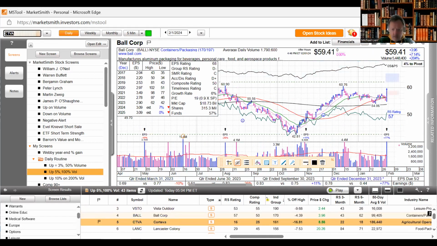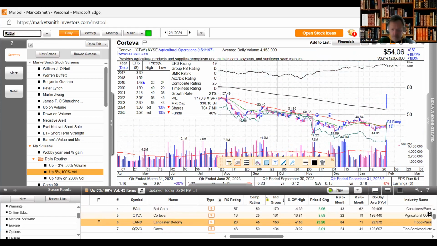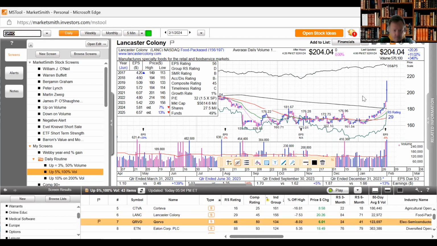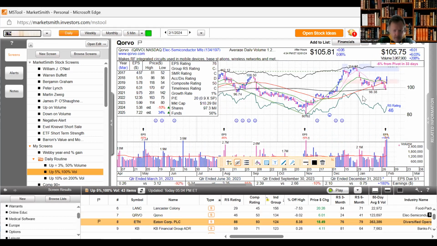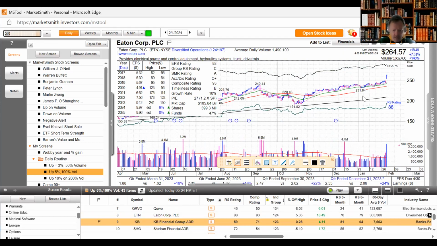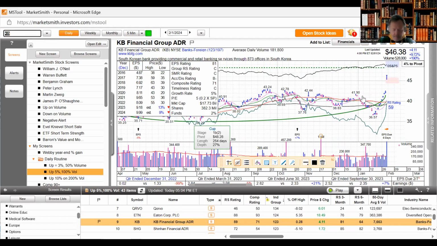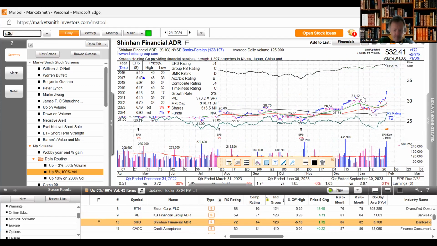Corteva, Lancaster Colony, the food processor, up 11%, had a pretty wide move from the bottom to the top, and then closed in the middle. Qorvo. We got Eaton again. KB Korean Bank, KB Financial, had a huge jump today, up 9.7%. And Shinhan Financial, ADR for Korean Holding Corp, also up on the news. So that's kind of a look at where we are there.